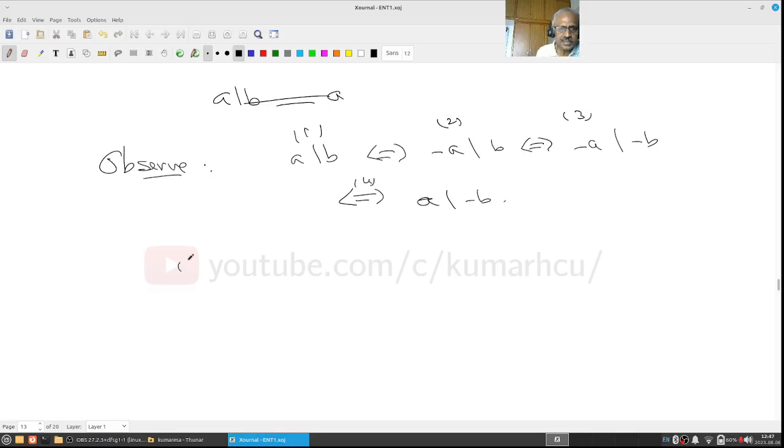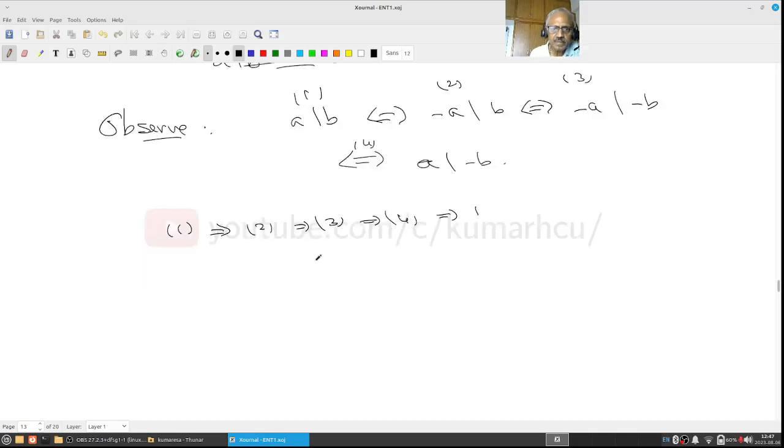One of the standard tricks in mathematics is to prove this equivalence: you say 1 implies 2, 2 implies 3, 3 implies 4, and 4 implies 1. Then these are equivalent. You understand this? 1 implies 2, we might have already seen, but I will just quickly go through that.